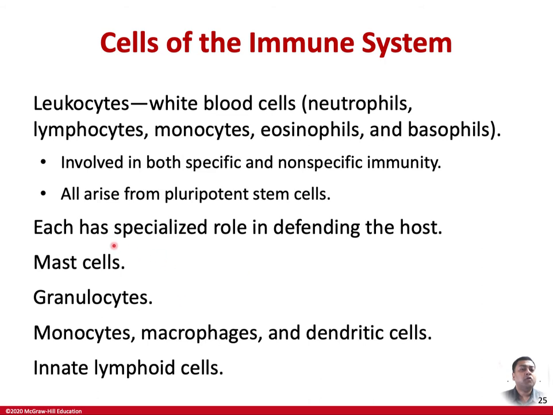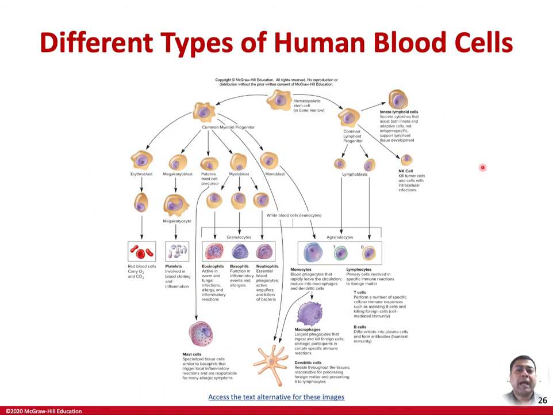Along with that, they can be grouped as mast cells, granulocytes, monocytes, macrophages, dendritic cells, as well as innate lymphoid cells. This particular slide gives you an overview of the different types of human blood cells. The first thing is the hematopoietic stem cells in the bone marrow. These are called pluripotent stem cells, meaning that they can give rise to many different kinds of blood cells. And these mainly divide into two lineages. One is the common myeloid progenitor cells, which gives rise to the erythroblast, which produces the erythrocytes or red blood cells, not needed for our purposes.